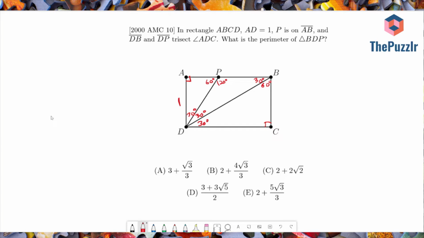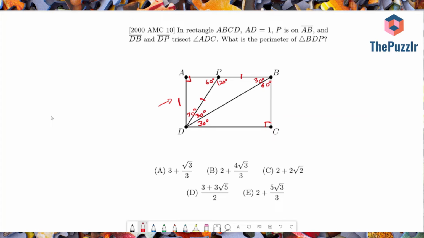Okay, so we're given that this right here is equal to 1, and that's the only side length that we have to work onwards. And we need to find PD plus DB plus PB, right? And you can notice that since it's an isosceles triangle, we have that PD equals PB.